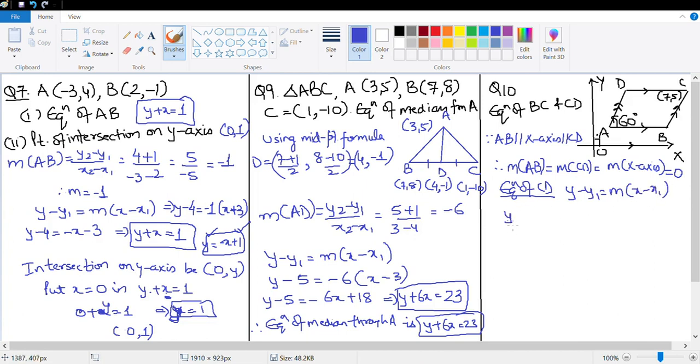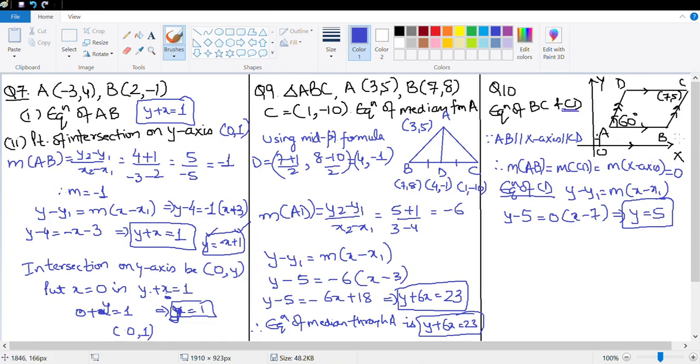So what's the value of y1? It's passing through (7, 5), which means y1 is 5, m is 0, x minus 7, which means y is equal to 5. So this line, which is CD, is y equals 5. Done. So let's look at the next part. We figured out the equation of CD. Let's look at the equation of BC.